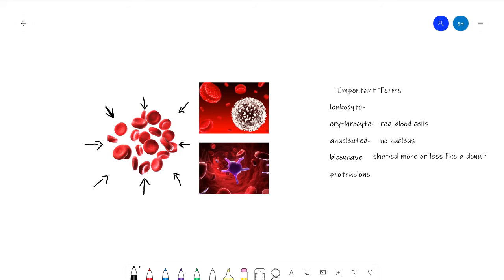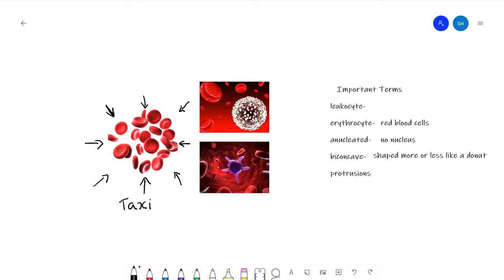And the reason why I call the red blood cells the taxi drivers or the taxis is because they carry oxygen, and in this case, oxygen is the passenger. So yeah, there you go. That's one of the analogies that you can use to remember red blood cells. Now, let's move on to white blood cells.